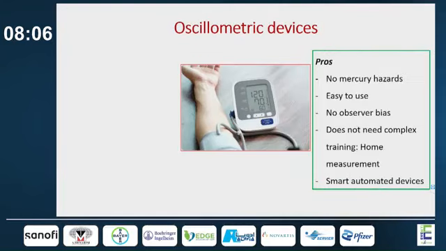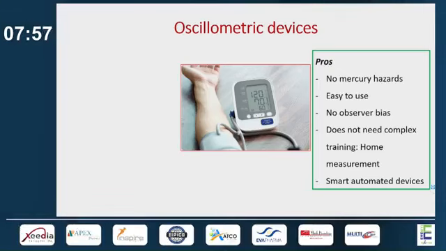Now, the oscillometric devices are the most commonly used devices and the devices recommended in the guidelines. They don't contain mercury, they're easy to use, and they don't carry observer bias because the device does it all. They don't need complex training; it is just pressing a button and then the device will measure the systolic and diastolic blood pressure in addition to the heart rate.